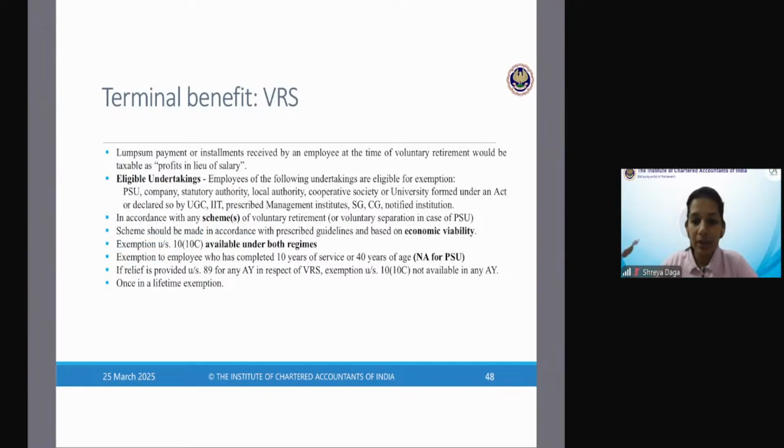VRS exemption is available under both regimes again. And this has to be backed by a scheme because it has to show that the company is going through some financial crisis, and therefore some employees have to seek a voluntary retirement even before their retirement age. Okay. And then we did over here that if you are already taking benefit under Section 89, which we will cover later, then you will not get a relief again over here. So whenever you get a sum on this, they will mention whether the person has already taken a relief under Section 89 or not. Okay, and you do this only if the person is not taking benefit under any other section.